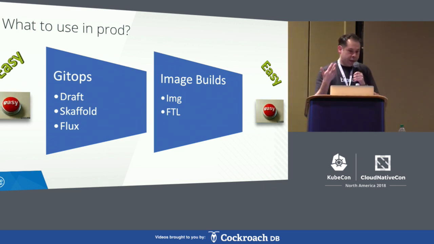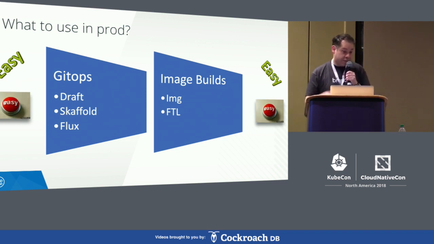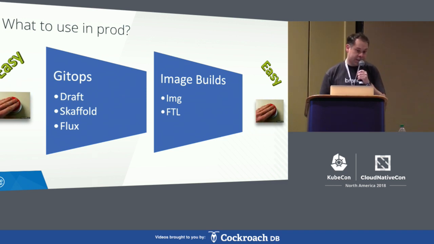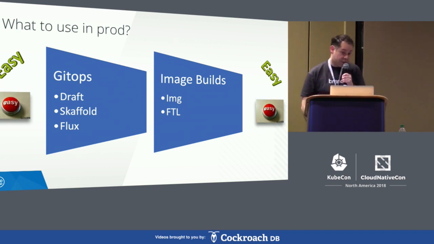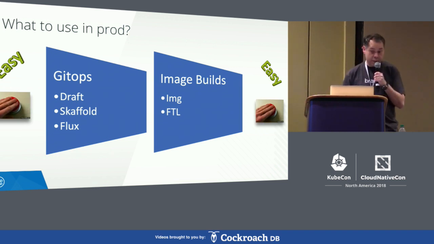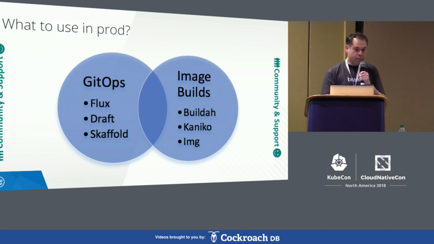So we came up with easy to use in terms of GitOps: Draft, Skaffold and Flux. They seem to be pretty straightforward to set up. They have their own CLIs, and documentation is extensive. And in terms of image builds, we think IMG and FDL seem to be pretty easy to set up and straightforward. Also, documentation is available on GitHub.